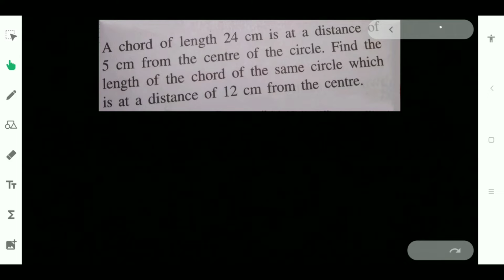So the first question is on your screen. Just have a look at it. A chord of length 24 cm is at a distance of 5 cm from the center of the circle. Find the length of the chord of the same circle which is at a distance of 12 cm from the center. That is what the question asks.